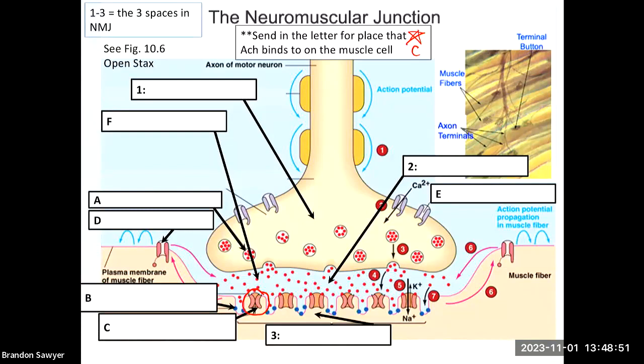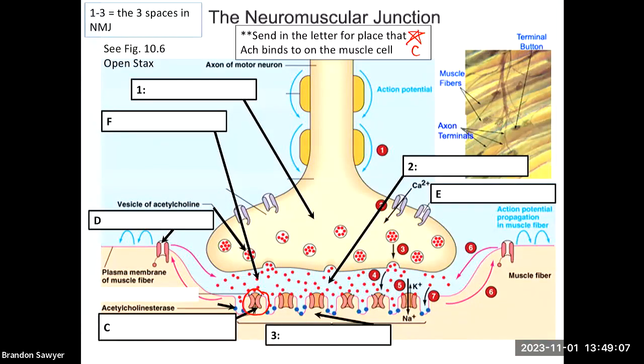Yeah, so it's a vesicle full of acetylcholine. Okay, so we got that. And then B, any guesses there? It's just a little blue dot. So how would you know, right? It's acetylcholine esterase that's being depicted there. So that would be the enzyme that helps us break down the acetylcholine.